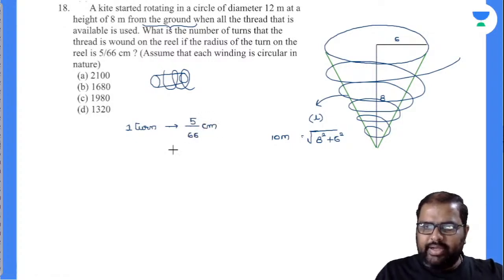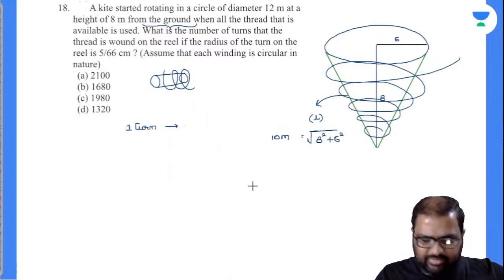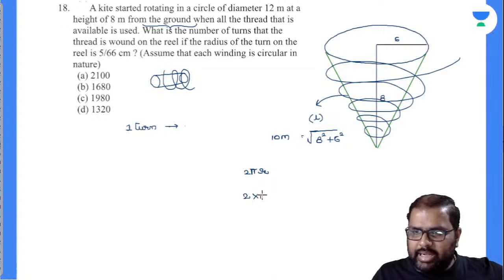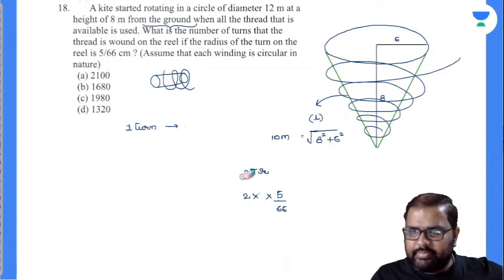Okay, now let's find out the one turn value. This is the radius. For one turn, I have to find the length. The length of each turn is nothing but 2 pi r, the circumference of a circle. 2 into pi into the radius of one turn is nothing but 5 by 66. So I can take my pi value as 22 by 7.